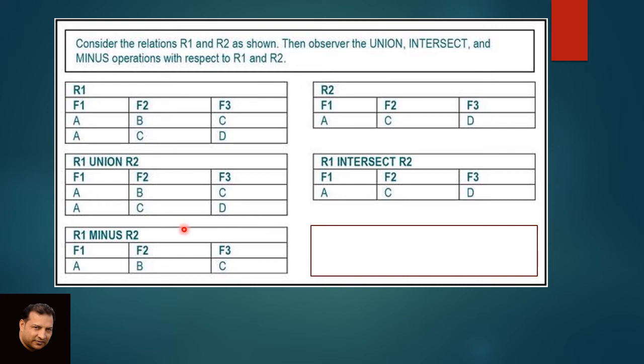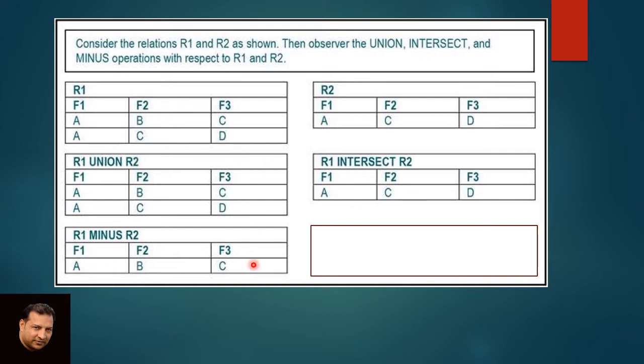Now next is R1 intersect R2. Intersect means common. So there is only one row common in R1 and R2 and it is getting displayed: ACD.